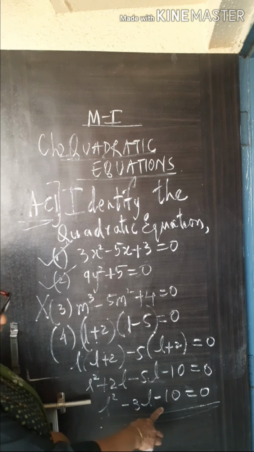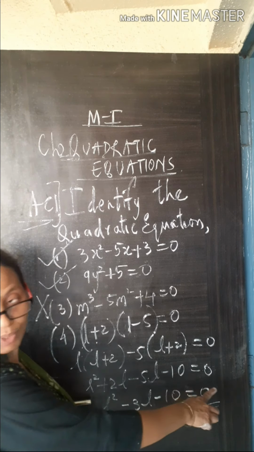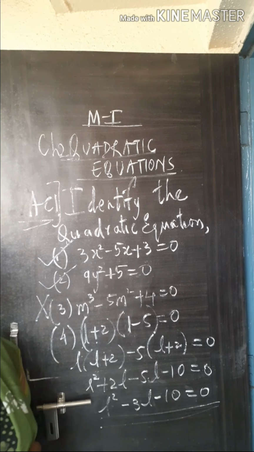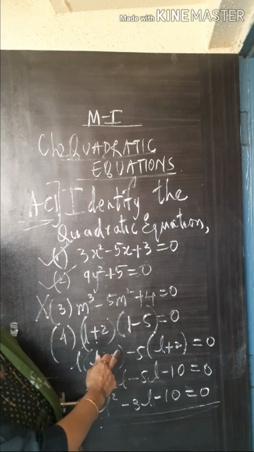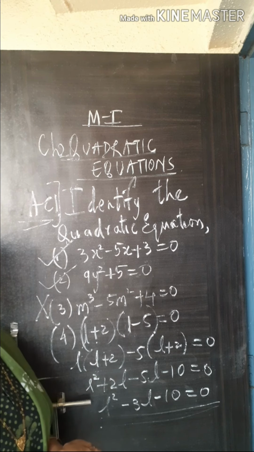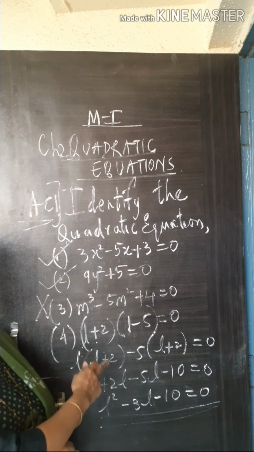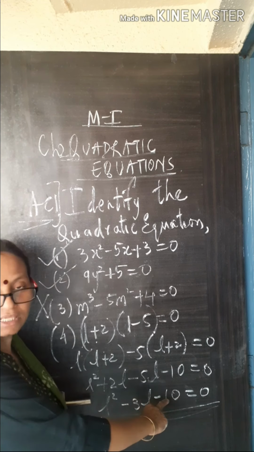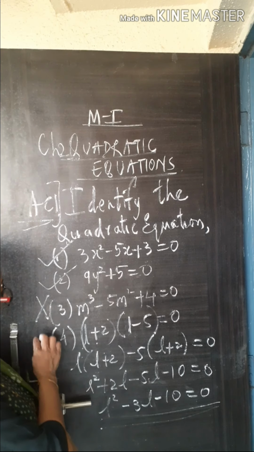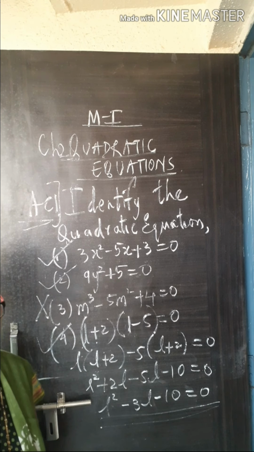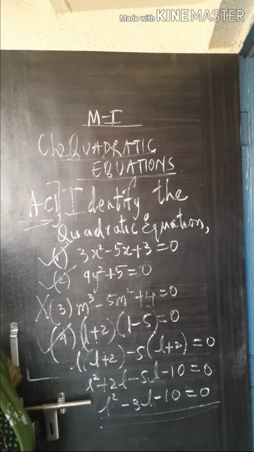Again, A, B, C are real numbers and the entire equation is equal to 0, and therefore it is a quadratic equation. The fourth one, which is not directly recognizable as a quadratic equation, we need to solve it, and finally what you get is a quadratic equation. So therefore the fourth one is also identified as a quadratic equation. So those are the answers to these questions.